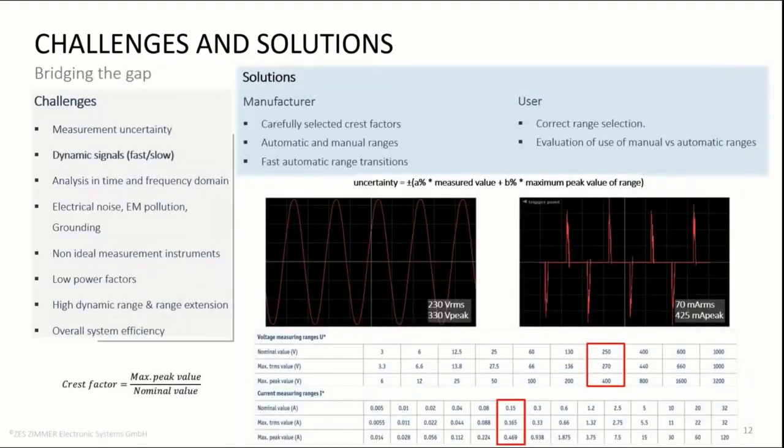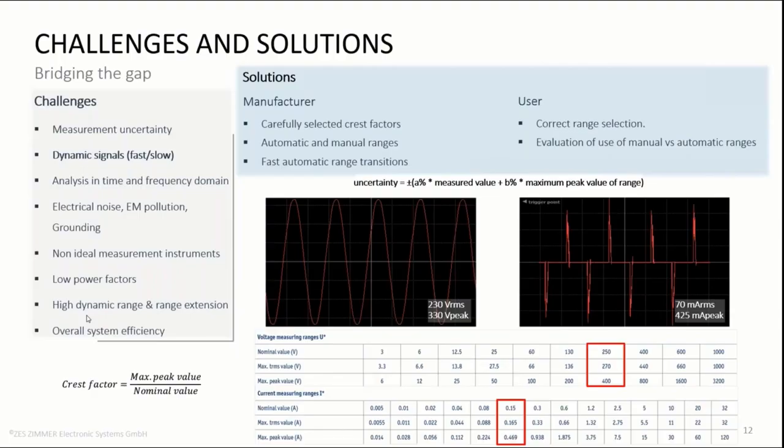Interestingly challenging is the measurement of highly dynamic signals. To understand the challenge, we need to come back to the typical formula for measurement uncertainty that we also saw on the previous slide. You also see it here. Here we have a component of the error originating from the measured value and another from the applied measurement range.